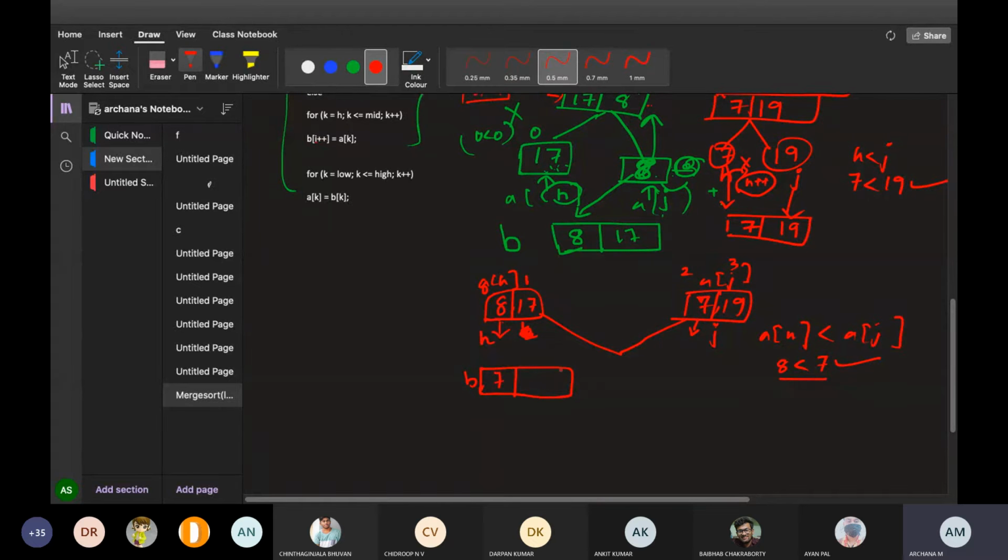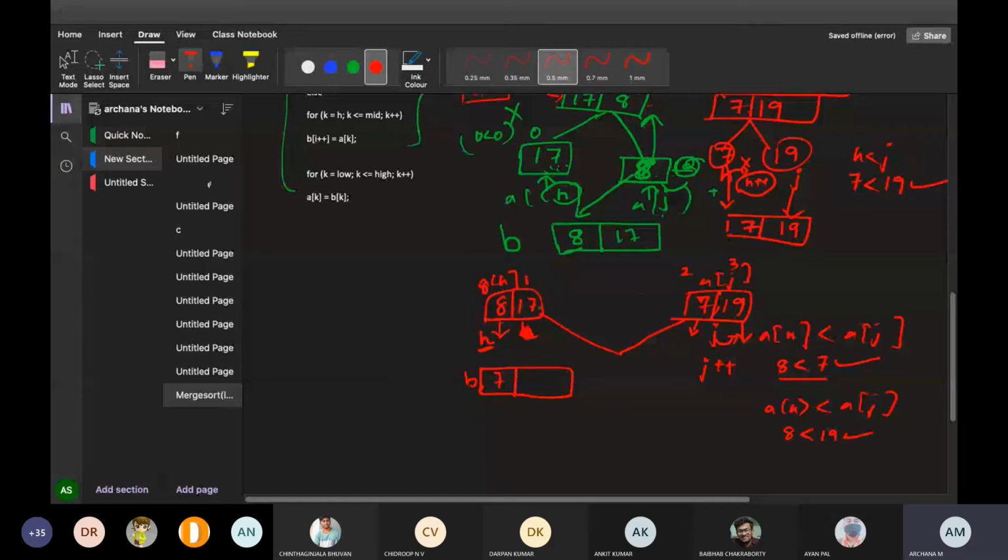Now whatever you have put into the array, you have to increment that. H is not incremented. H is still there only. Increment J now, that is J plus plus. Now J will come here. H is still here only. J is here. Now again compare this element with this element, that is, A of H is less than A of J. J is incremented, now 19. Now what is that? 8 is less than 19. Is the condition true or false?